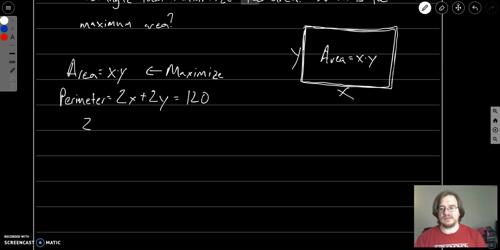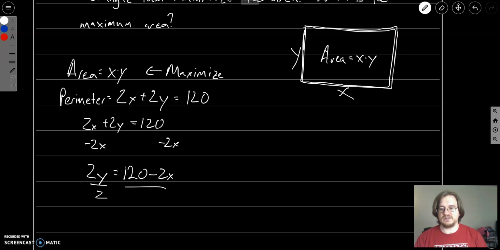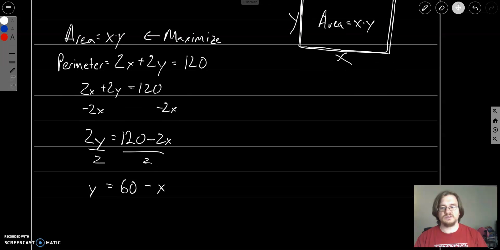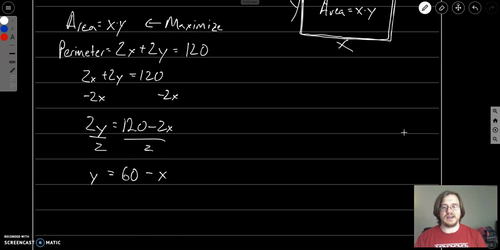So if I write this down, I can solve for, for instance, y here. If I subtract 2x from both sides, I'll get 2y is equal to 120 minus 2x. And if I divide both sides by 2, I'll get y is equal to 60 minus x. Cool. So now I know that y is 60 minus x. I can rewrite my equation for the area as x times 60 minus x.